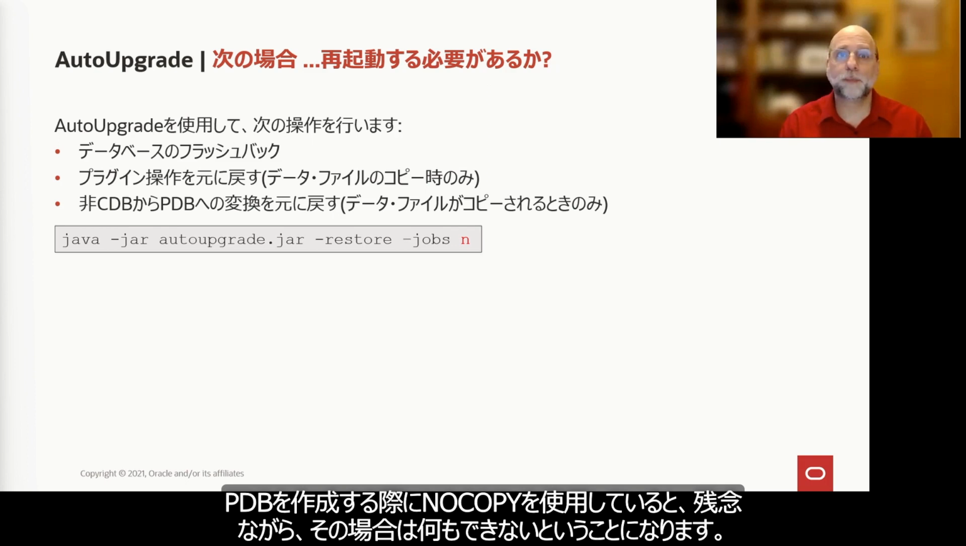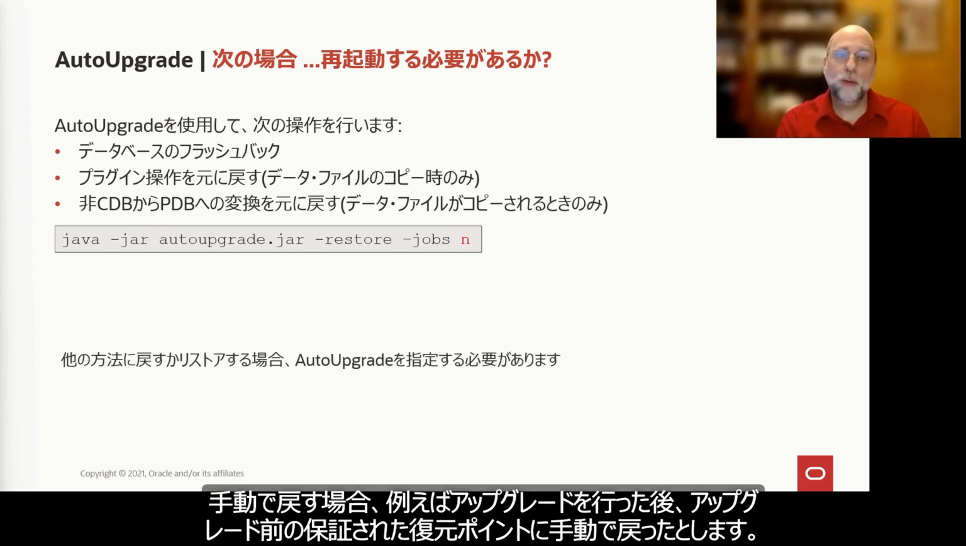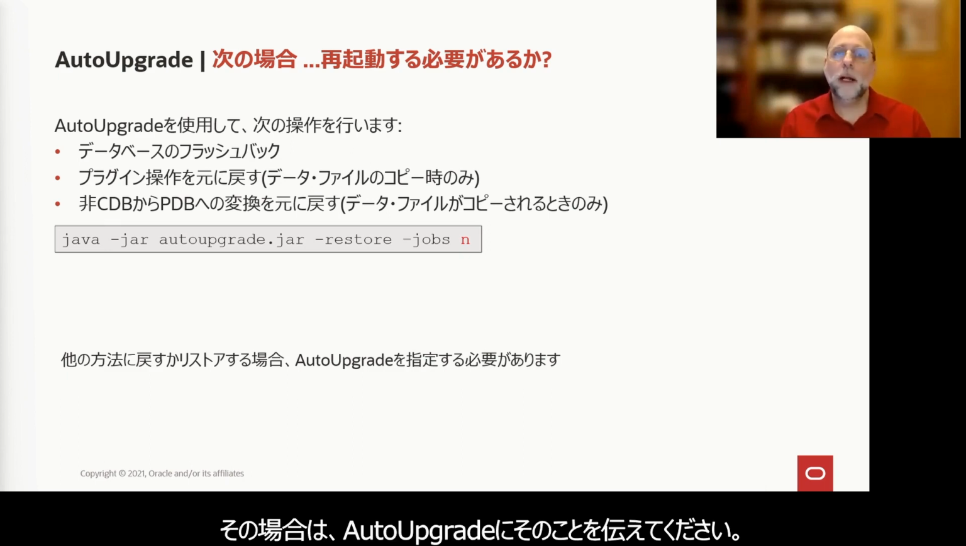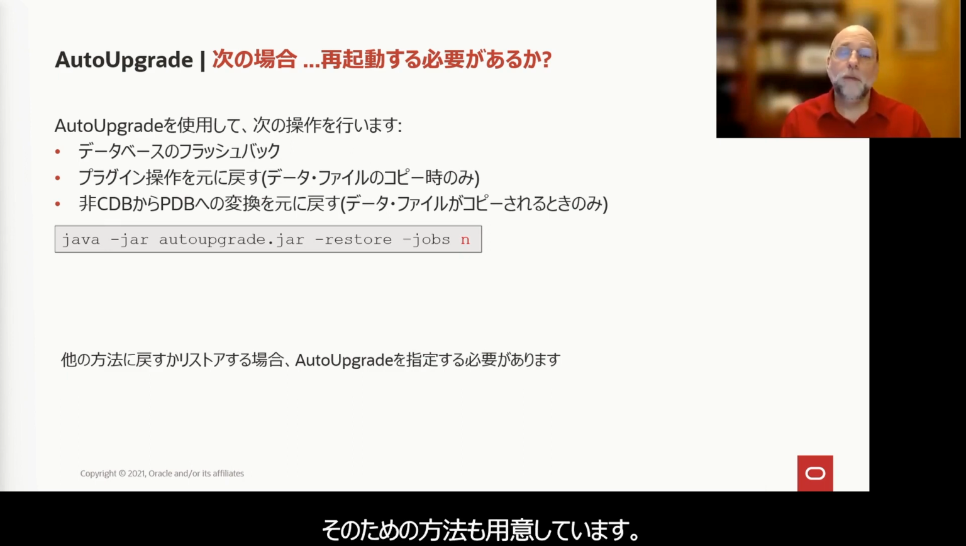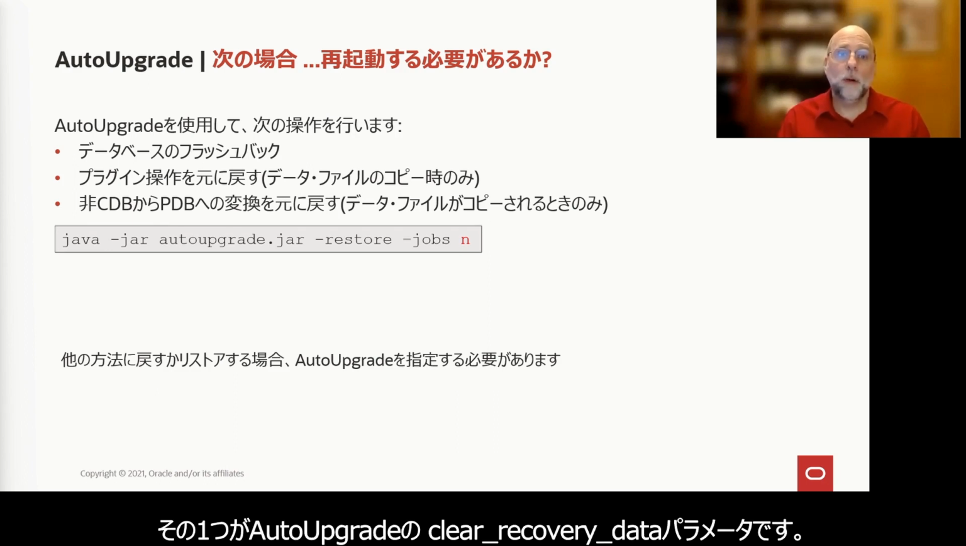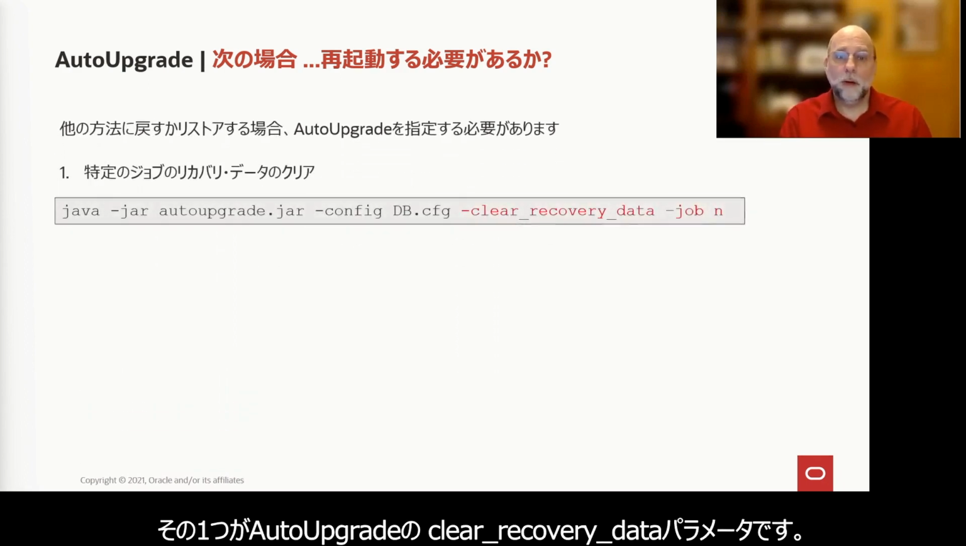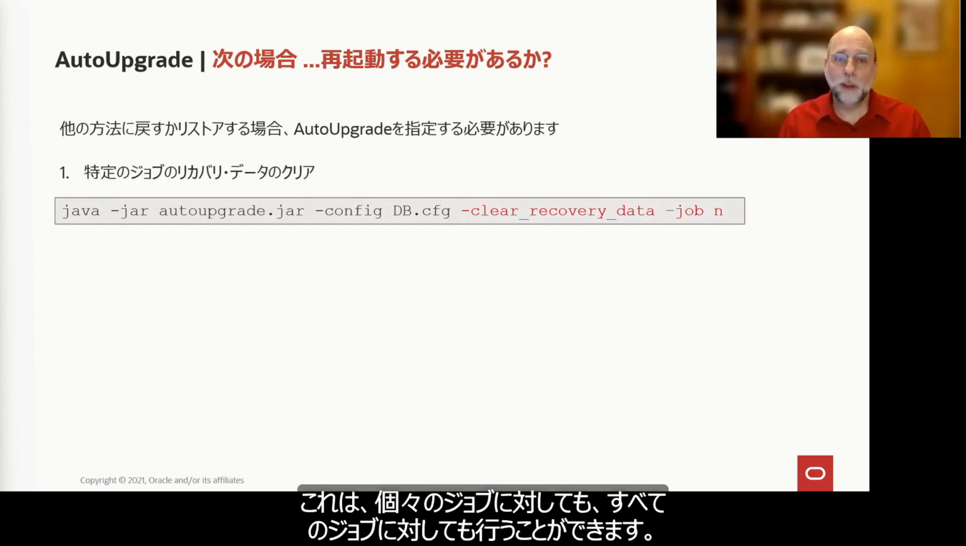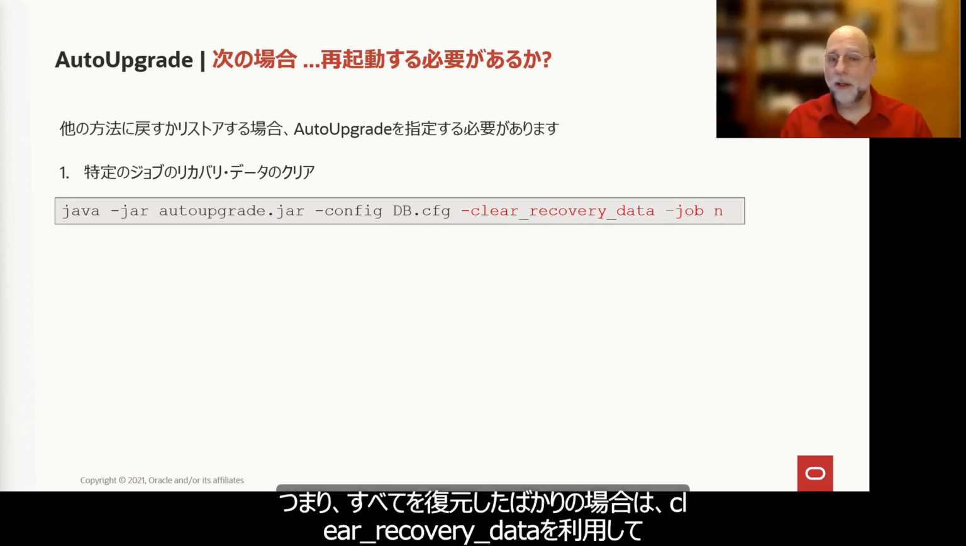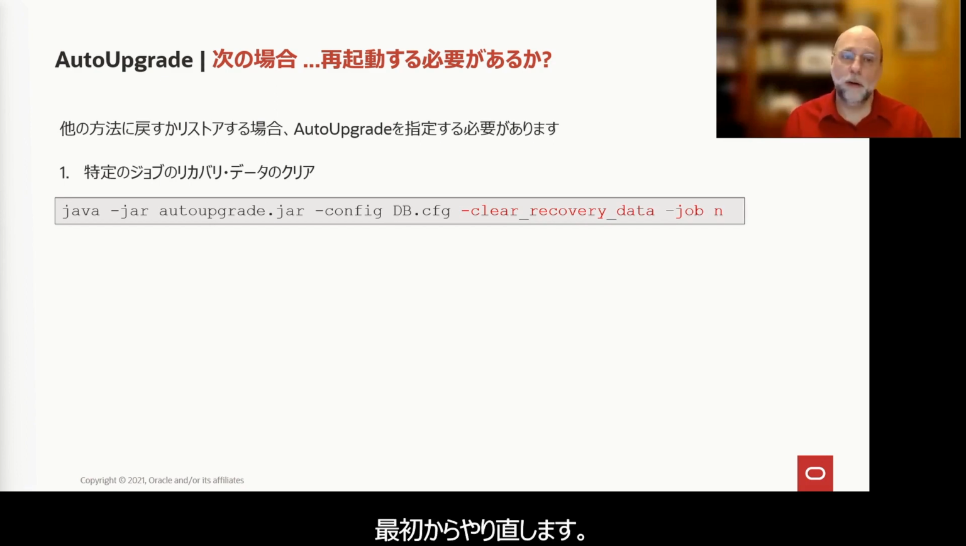Now, if you do revert manually, like say you do your upgrade and then you manually go back to the guaranteed restore point from before the upgrade, then you need a way to tell AutoUpgrade about that. And we do give you ways to do that as well. So one of those is the AutoUpgrade clear recovery data parameter. You can do this for an individual job or for all of the jobs. So if you've just restored everything, you say clear recovery data, I want to start over.